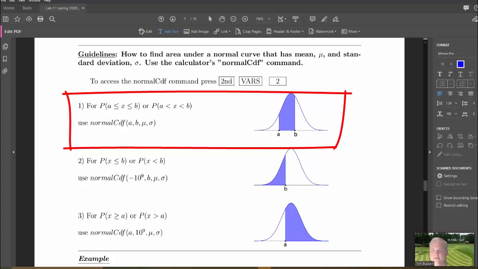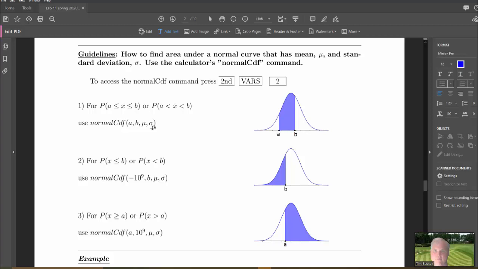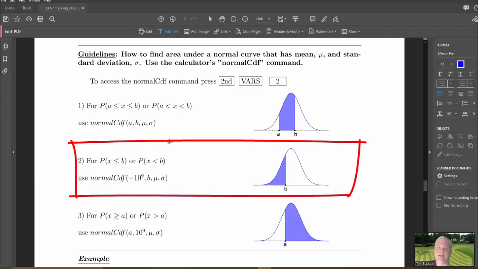To use normal CDF, you're just going to press second vars 2, and then you're going to use these 4 input arguments. Your lower boundary will be the leftmost boundary, and b will be the upper, rightmost boundary. This is you telling the calculator what 2 numbers you need the area between. And then, of course, you tell it the mean and the standard deviation. This is always given in the statement of the problem. We just did a problem like that.